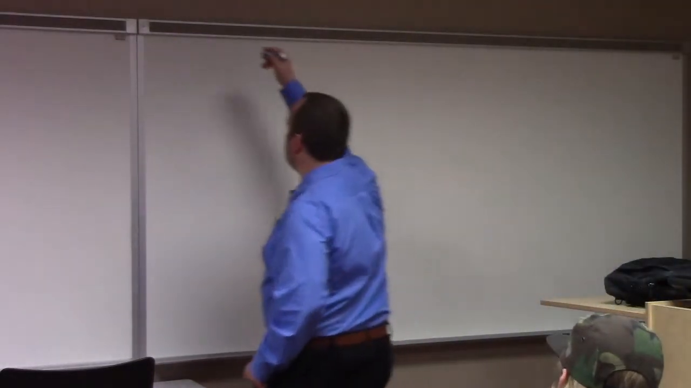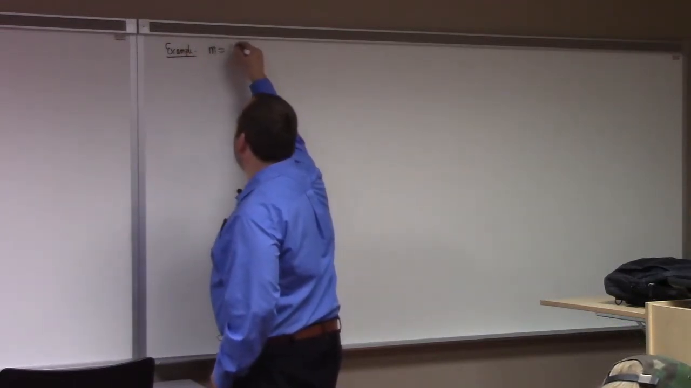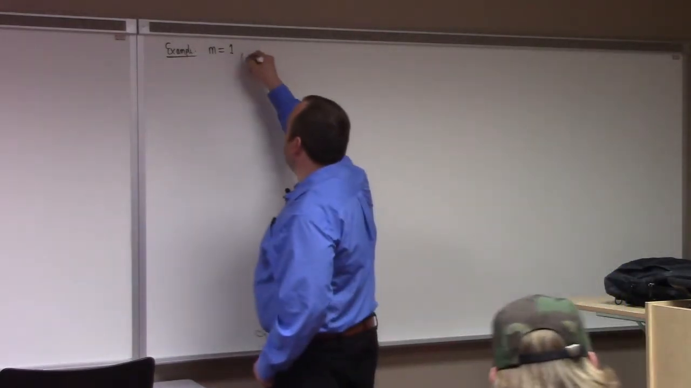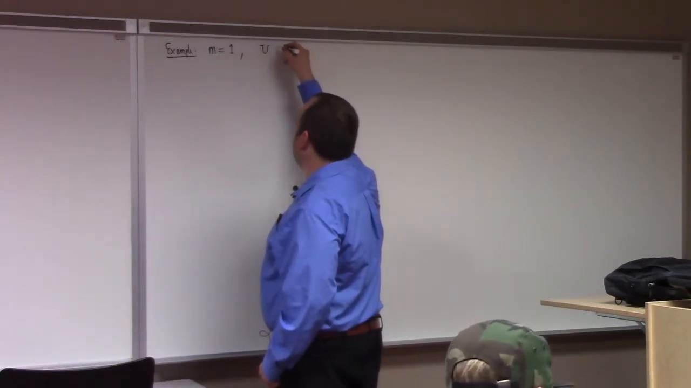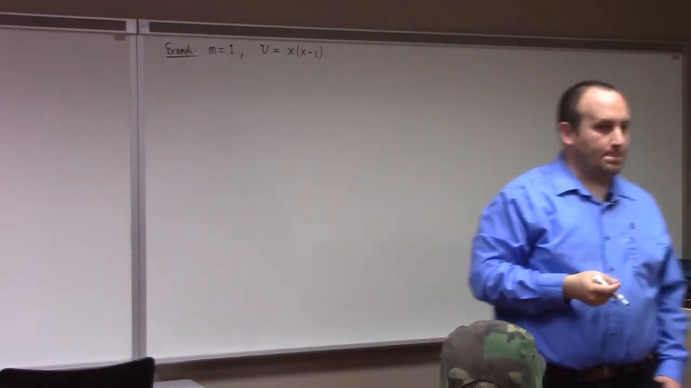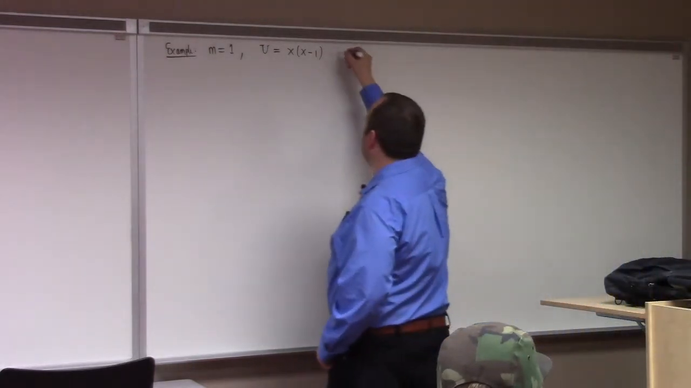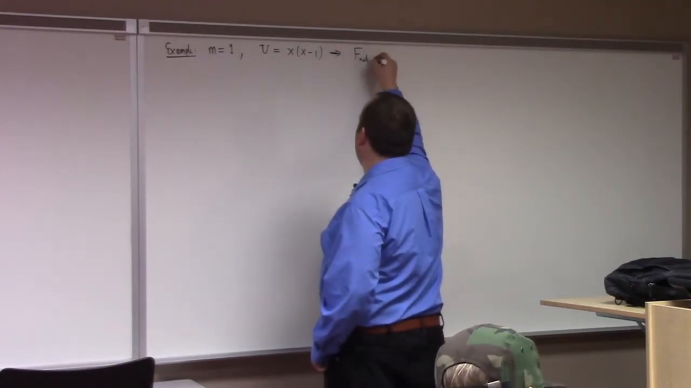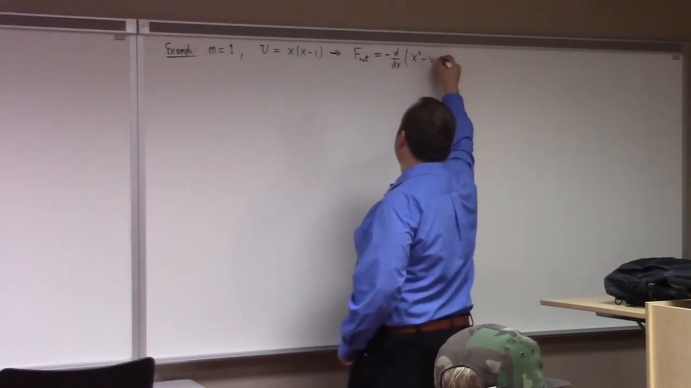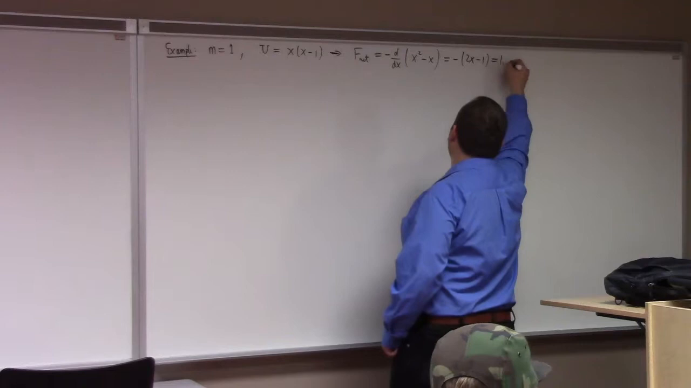All right, so how about this? We'll think about the mass being 1, because mass not being 1, who cares? And we'll let the potential energy equal to, let's say, x times x minus 1. All right? If the potential energy is x times x minus 1, what does that mean the net force is? So the net force would be 1 minus 2x.